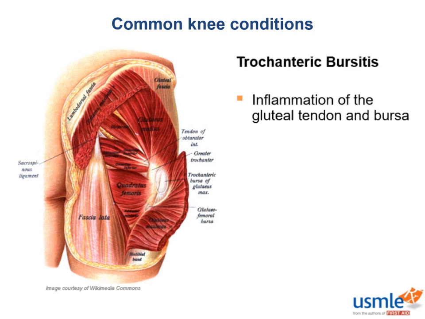Now, this is a condition of bursal inflammation that commonly occurs in runners, often females, due to repetitive trauma caused by the iliotibial band, or the IT band, tracking over the lateral aspect of the trochanteric bursa. Here in the image, you can see that the iliotibial band down here is reflected to reveal the deeper structures. Now, the bursa itself is located superficial to the hip abductors and deep to the IT band.